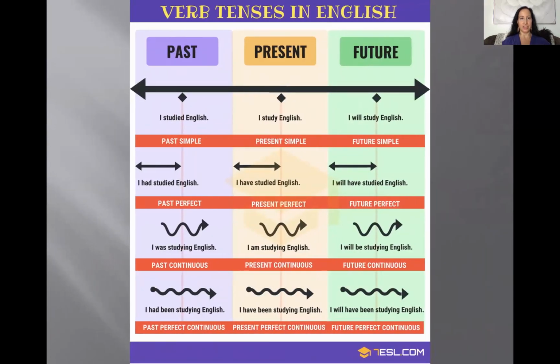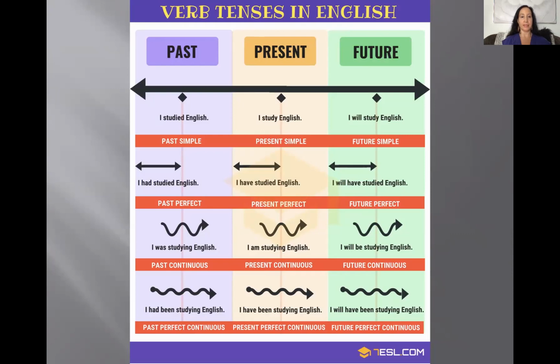So you will notice here, this is what they call a timeline. It's verb tenses in English. So there's a timeline here on the past, present, and future. So look at this bar here, or this line with the arrows. This is the present tense, this is the past tense, and this is the future tense. So think of this as kind of your clock or your timeline.